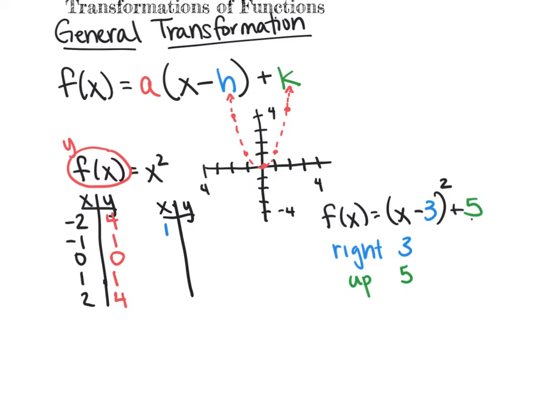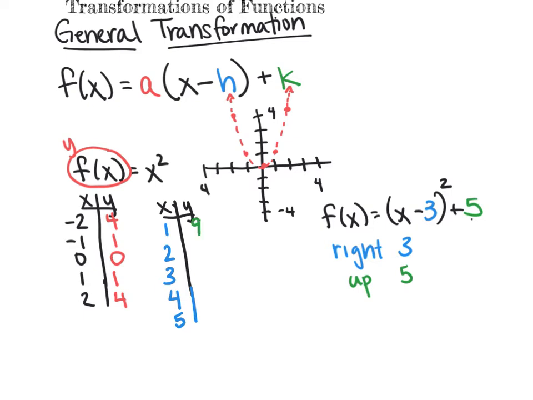Then -1 plus 3 is a +2. Then 3 plus 0 is this. Then 1 plus 3 is this, and 2 plus 3 is this. Here are your new x values. Then when you shift the graph to the right by 3, those are the new x's. And this has to add 5 to all the y's.